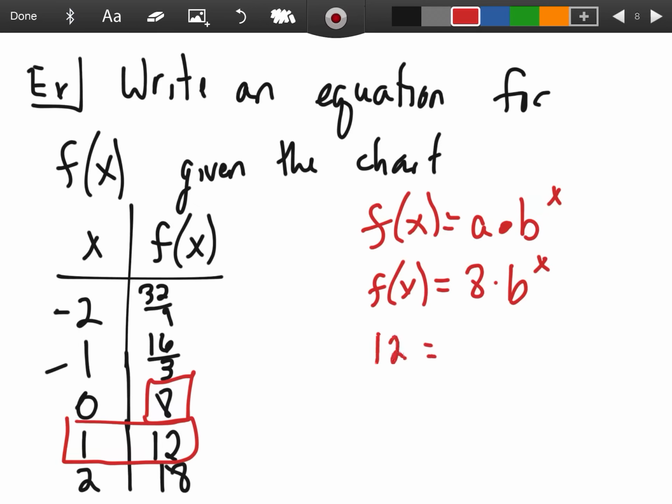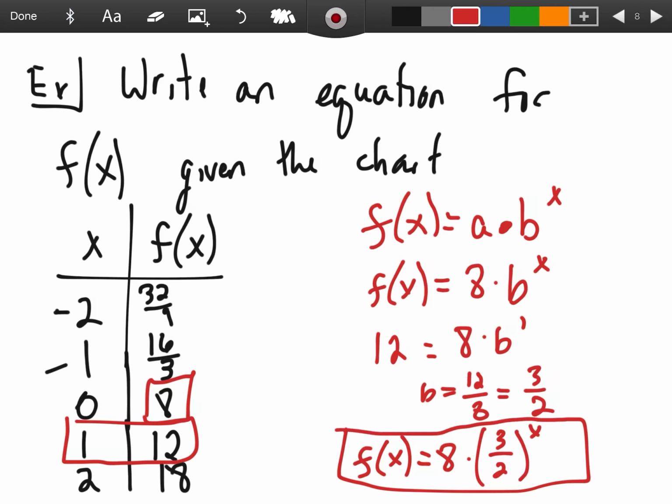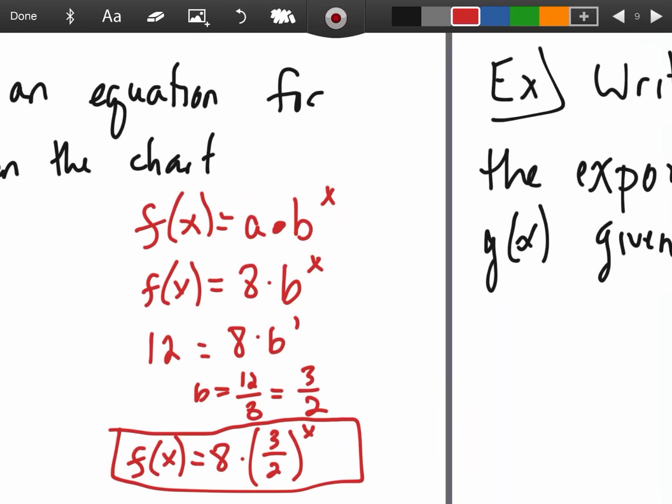So I plug in 1, I get 12, equals 8 times b to the first. Well, b to the first is just b. So b equals 12 over 8, which is the same thing as 3/2. Therefore, I can write my final equation as 8 times 3/2 to the x. All right, my growth factor is 3/2, and my initial value is 8.